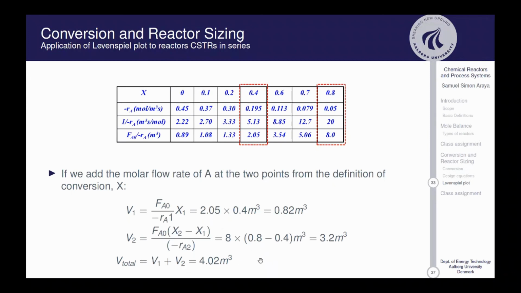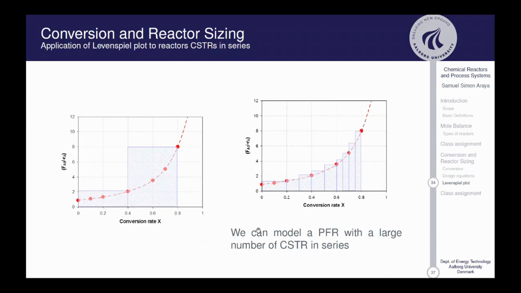And if you remember, the total volume that gives us 0.8 conversion, had we done this in one reactor, was around 6 or more. So this is to say that by putting reactors in series, we have reduced the volume of the reactor. And you can see that here. Before, the total volume of the reactor was this whole area here, but now it is this area plus this area.